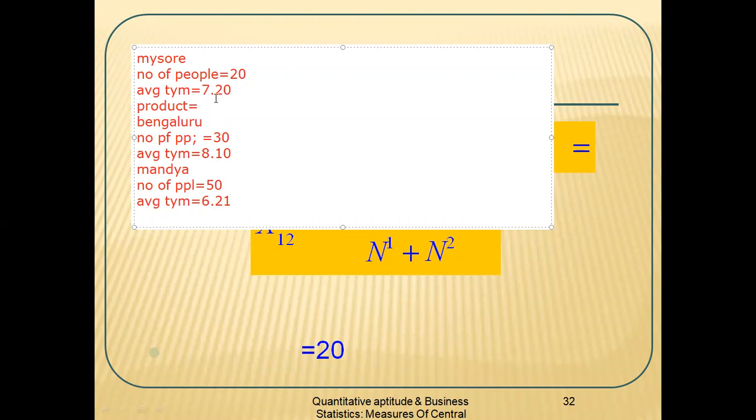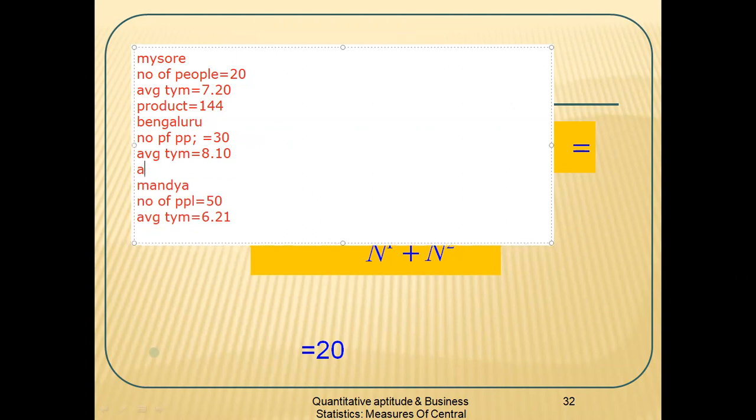The first product is 7.2 multiplied by 20, that is 144. Okay. Second one, 243. Not average time, see, product. Second product is 243. Next, the third product is 310.5. Now this is your step one.